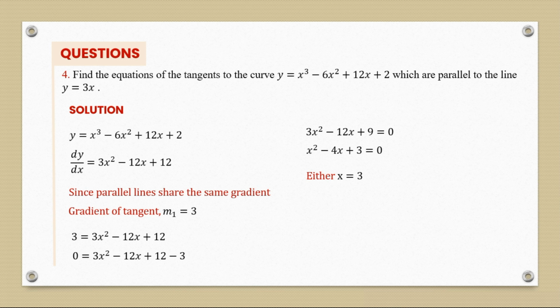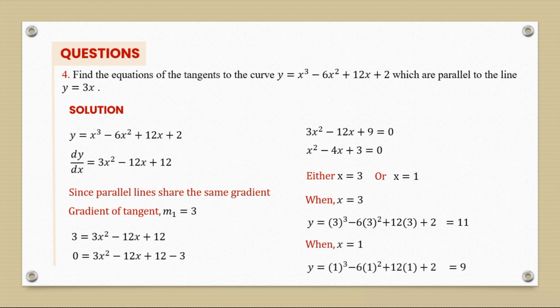So when I solve this quadratically, I'll have x as being either equal to 3 or x being equal to 1. Alright, so now I can look at the two different points because I have two x values. So when x is equal to 3, I'll have y being equal to 11. So therefore, when x is equal to 1, I'll have y being equal to 9. So now I have two values of y and I have two values of x. So therefore, the tangents touch the curve at the points (3, 11) and (1, 9).